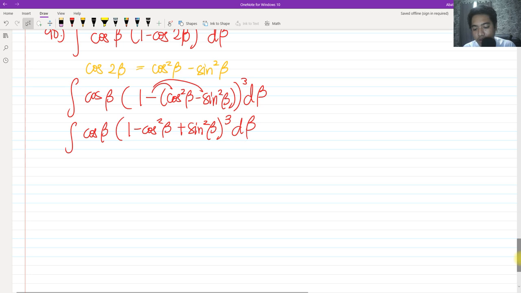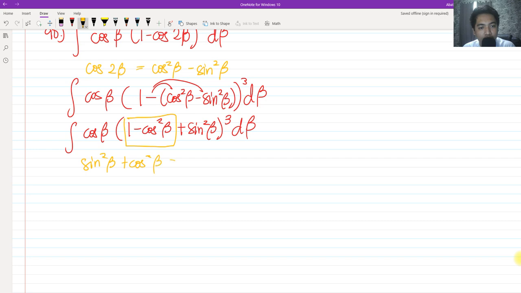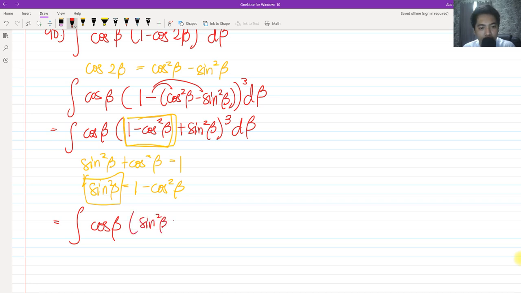All right, so what are we going to do after that? As you can notice, we also have 1 minus cosine squared beta here. Sine squared beta plus cosine squared beta equals 1. So if I transpose cosine squared beta, this term is actually what? Sine squared beta only, using the Pythagorean identity. So that becomes cosine beta, and then we have sine squared beta plus sine squared beta, raised to 3, d beta.